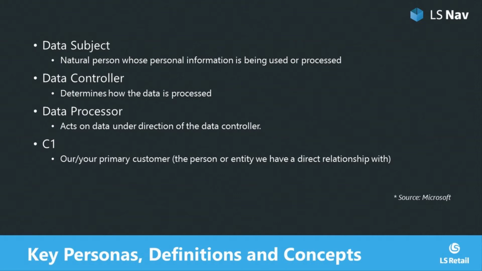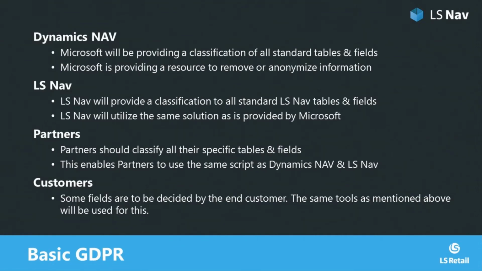In the bottom, we have the customer, and he's marked as C1. This is your primary customer, the person or entity that we have direct contact with. This would, for example, be the company purchasing cloud services from the data processor. LS Retail are providing a standard Microsoft solution to our customers. Microsoft will be providing a full classification on all tables and fields in the standard Microsoft solution. That means that every single field will have a privacy classification and also all tables in the system.